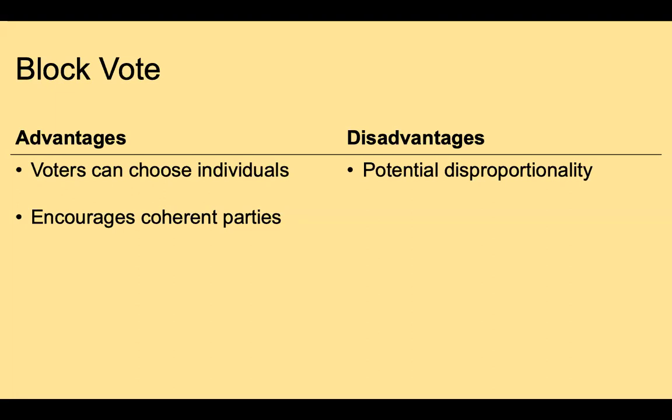With all of these majoritarian systems, there's always the risk of disproportionality. With multiple members, there is the potential for a more proportional spread of the vote across parties, but that relies on the discipline and the behavior of voters. It's possible that those voters will vote entirely for a single party.